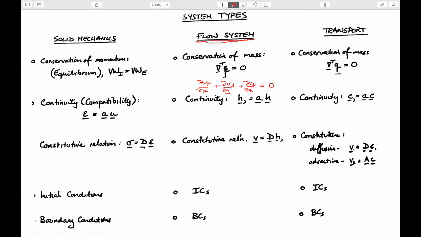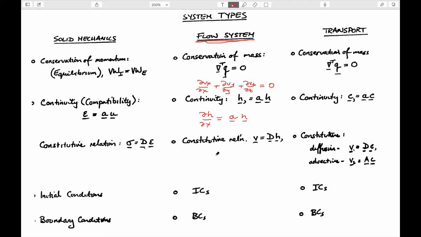So we satisfy conservation of mass. If density isn't changing in our system, then conservation of mass is just conservation of velocity. Continuity just says that heads are continuous. So continuity is really just saying that dh dx is equal to this A matrix times nodal values of heads. It says that within the element there are no sharp jumps in the surface of heads in the system.